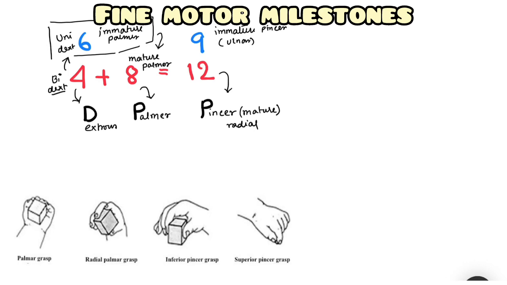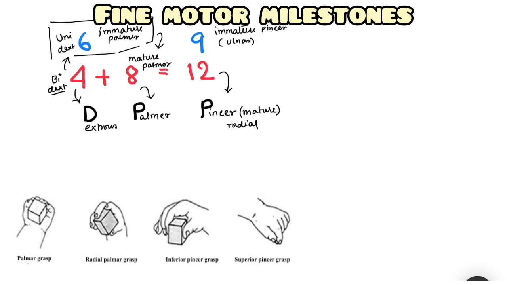Now 4 and D. So at 4 months of age, the baby develops a bidextrous grasp. That means the baby holds with 2 hands, which becomes a unidextrous grasp at 6 months of age. The baby matures. At around 6 months also, the baby develops a palmar grasp, but that remains immature, which matures at 8 months of age. So 4 to 6, 6 to 8.